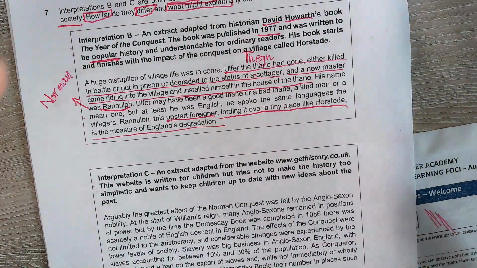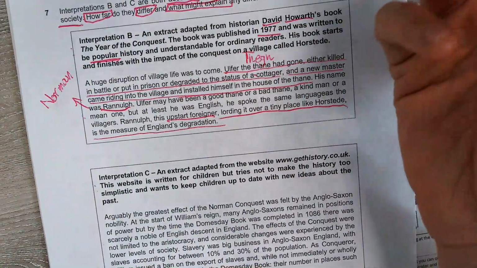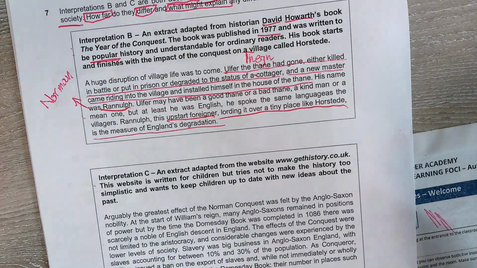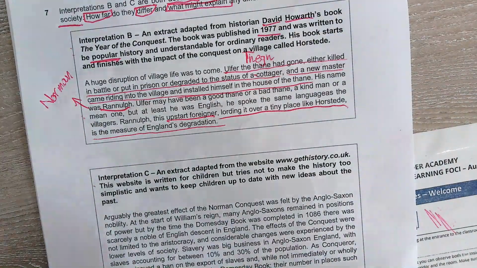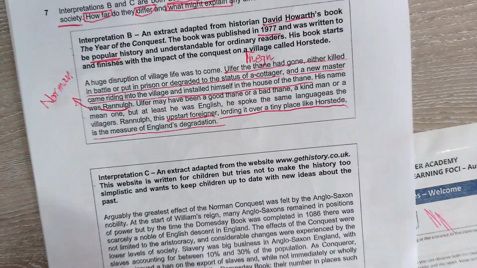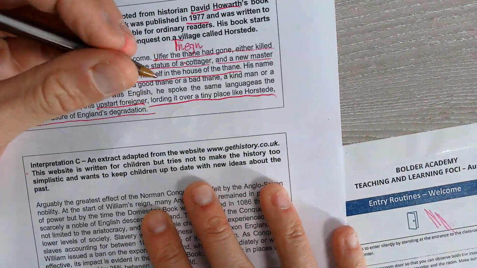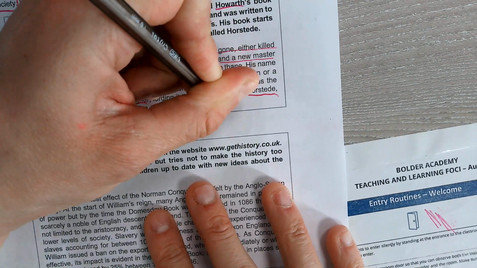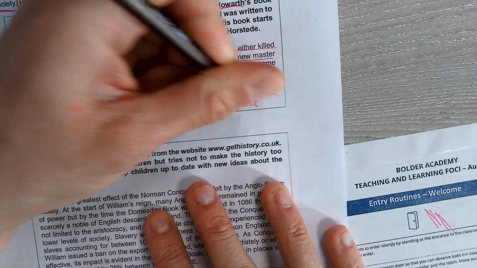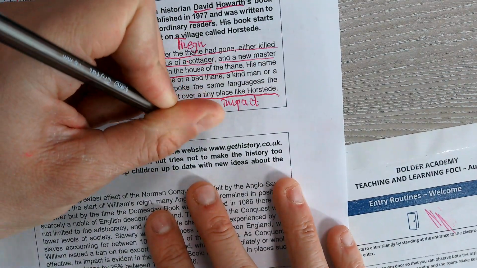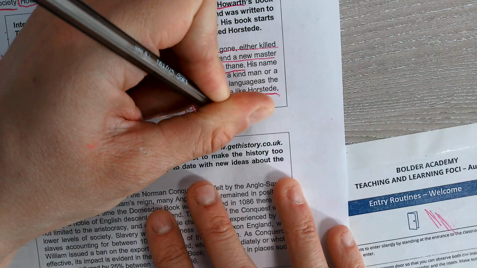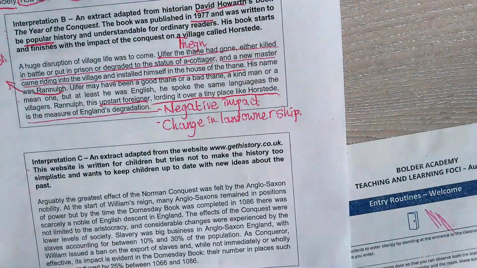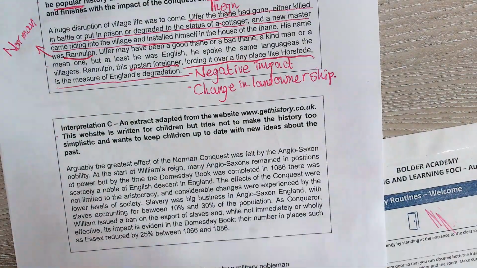Now, clearly it says that the impact of Normans on English society was quite bad. It was quite negative. And that also it's a change in land ownership. So the landowners have changed from Anglo-Saxons to Normans. I'm just going to jot that down to remind myself. So it is a negative impact, and this is talking about change in land ownership. That's useful for me later on. Just reminding myself, helping out my future self. All right, let's go and look at interpretation C.